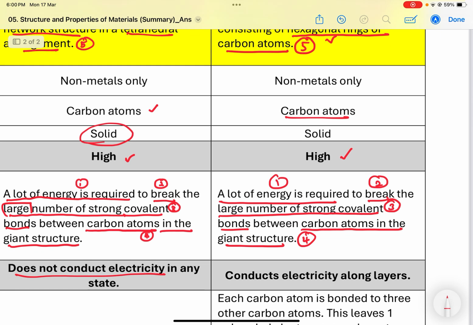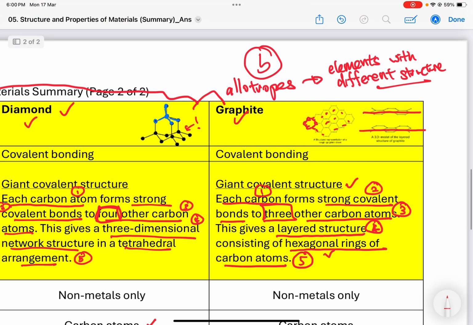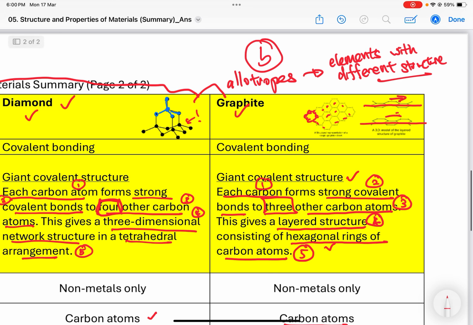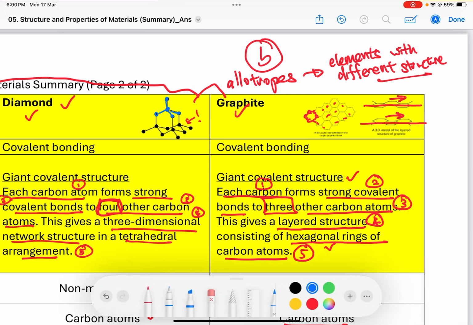This is the first giant covalent structure where you realize it can conduct electricity. But take note, you need to highlight that it is along the layers. Okay, so when I say along the layers, it means along the layers like that. It cannot conduct, so let's use blue, it cannot conduct across layers. Only along the layers, but not across the layers.